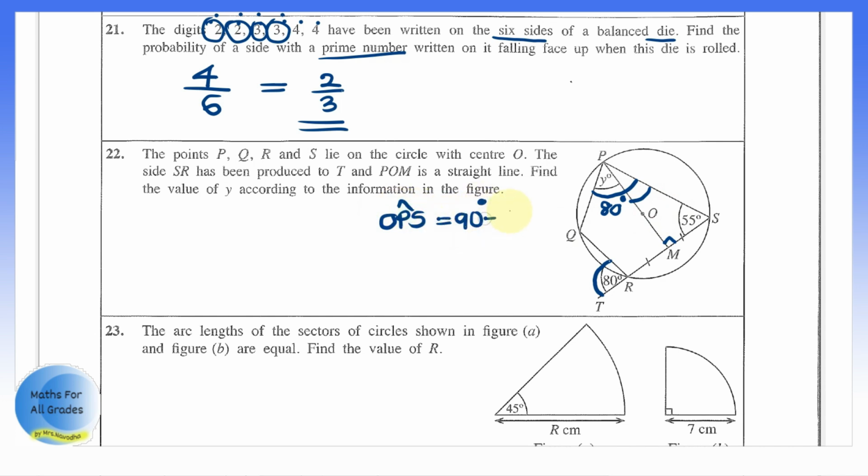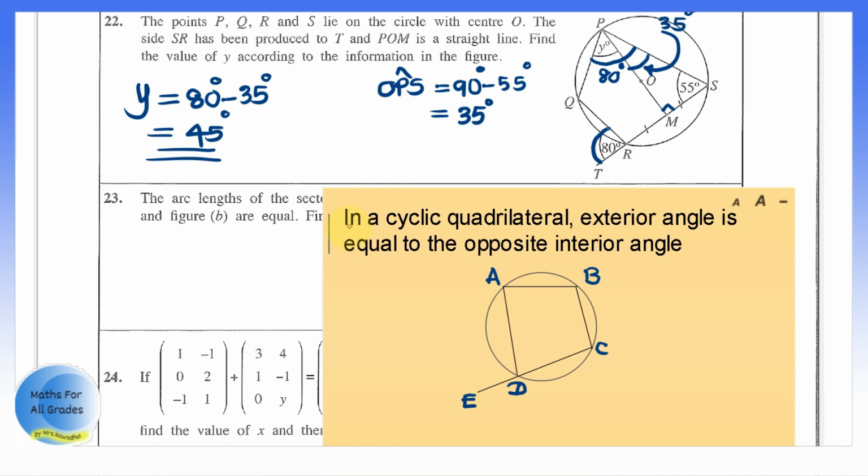90 minus 55. It's 35 degrees. So now we can find out the value of y. It equals 80 degrees minus 35. We just find out this angle is 35 degrees. So what is the answer? 45 degrees.